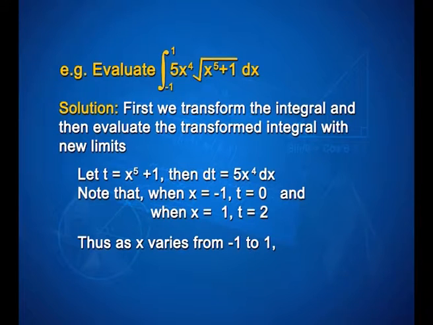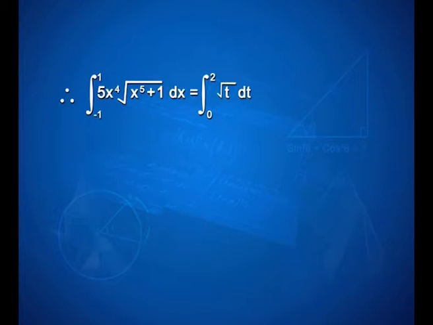Thus, as x varies from minus 1 to 1, t varies from 0 to 2. Therefore, integral minus 1 to 1 5 x raised to 4 into square root of x to the power 5 plus 1 dx is equal to integral 0 to 2 square root of t dt, that is equal to 2 upon 3 into t raised to 3 upon 2 within limits 0 to 2.